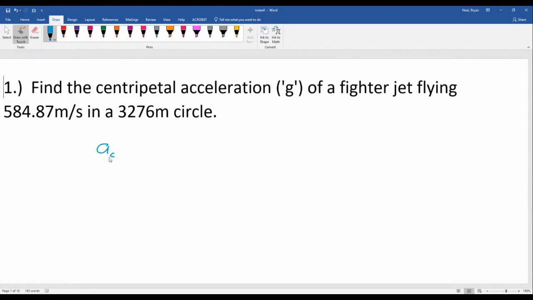We have A for acceleration, a little c to show that it's centripetal. So that's a different type than what's called translational, which means in a straight line. And it comes from the velocity squared divided by the radius of what the big circle would be.